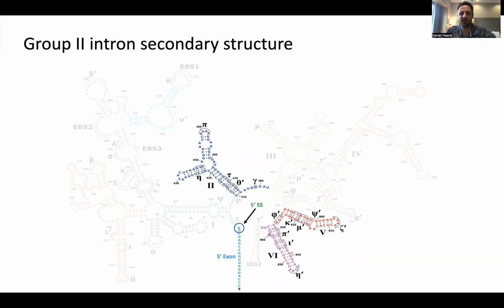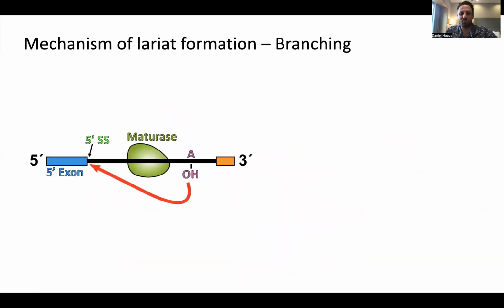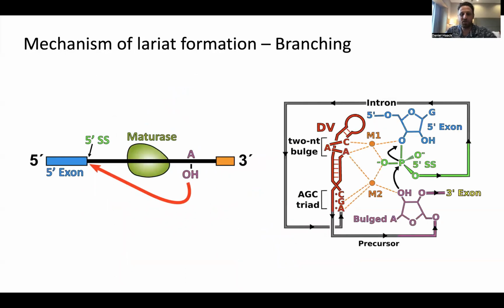And lastly, the 5' splice site is the junction between the 5' exon and the first nucleotide of the intron. So to refocus us back on branching, I've reshown the basic version of the reaction and will now provide additional details about what the active site needs to look like based on the 2-metal ion mechanism and substrate requirements. As you can see, the AGC triad and 2 nucleotide bulge are coordinating the 2 catalytic metal ions, and the 2' hydroxyl of the bulged adenosine is positioned to attack the 5' splice site.